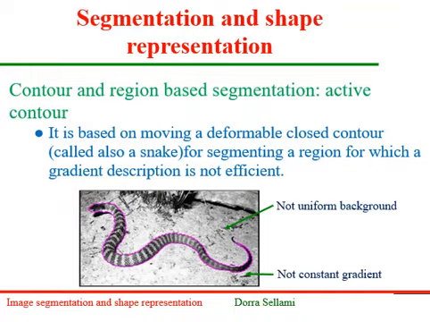A dual contour and region-based segmentation approach, which is applied well in medical imaging, is the active contour approach. In the active contour approach, we keep on moving a deformable closed contour, also called a snake, for segmenting a region for which a gradient description is not efficient. Here is an example of an image where neither the background nor the object are homogeneous. Thus, neither a region-based nor a contour-based approach can be efficient. The active contour, however, leads to satisfying segmentation.